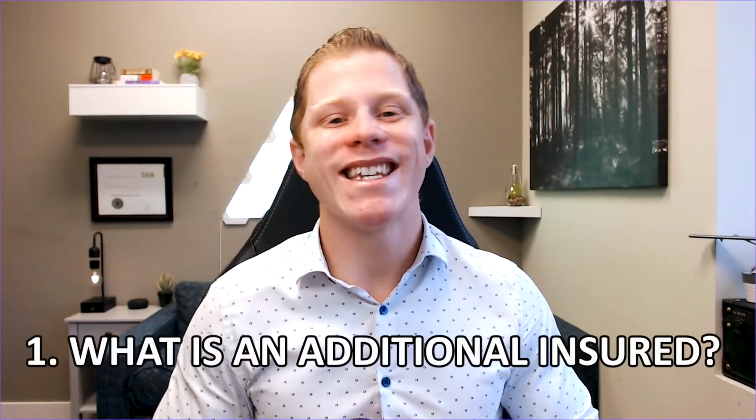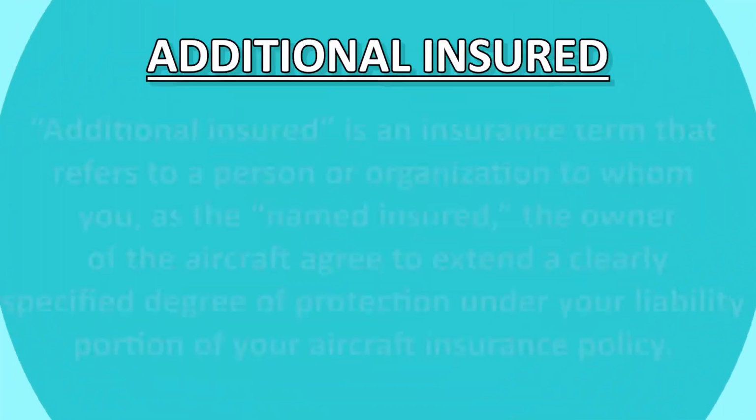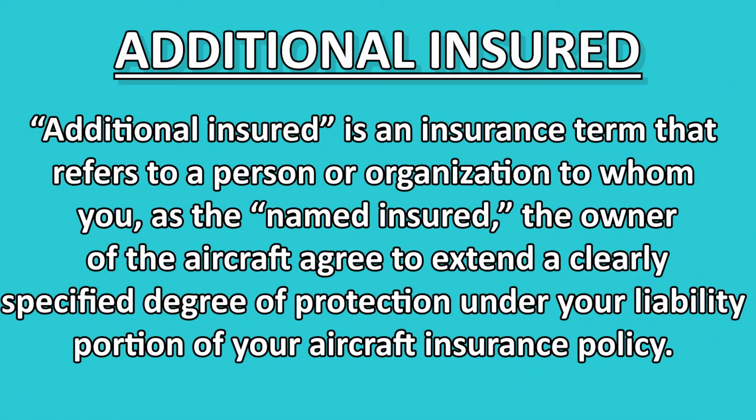Number one, what is an additional insured? An additional insured is an insurance term that refers to a person or organization to whom you, as a named insured, the owner of the aircraft, agree to extend a clearly specified degree of protection under the liability portion of your aircraft insurance policy. Now that boring part is out of the way, let's get to number two.